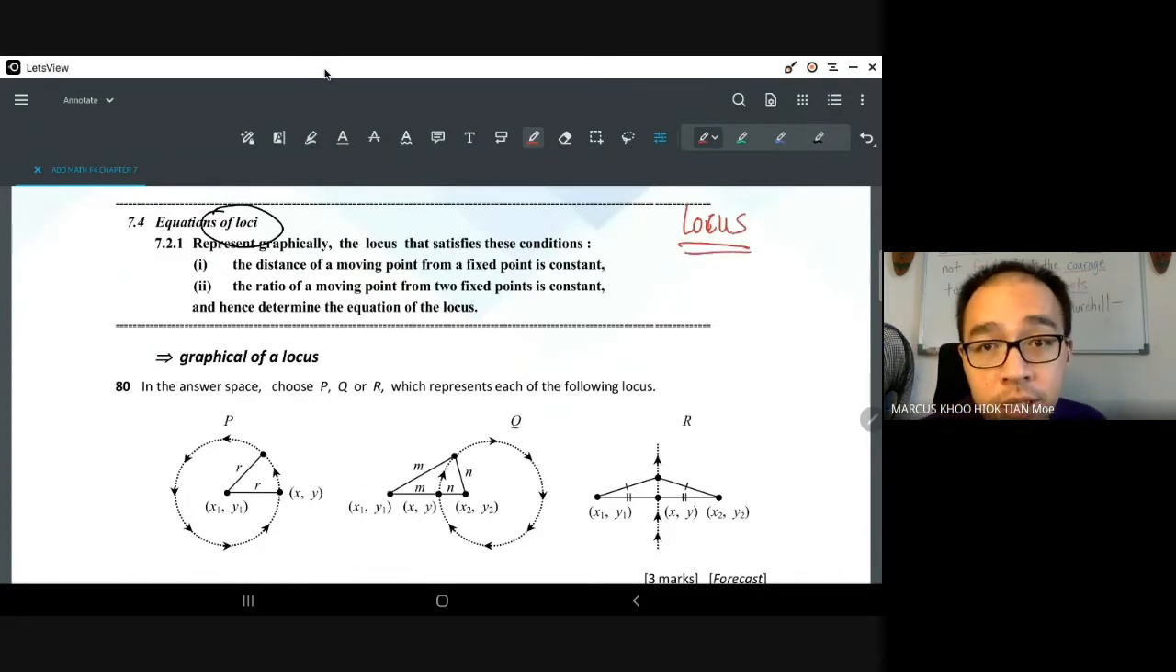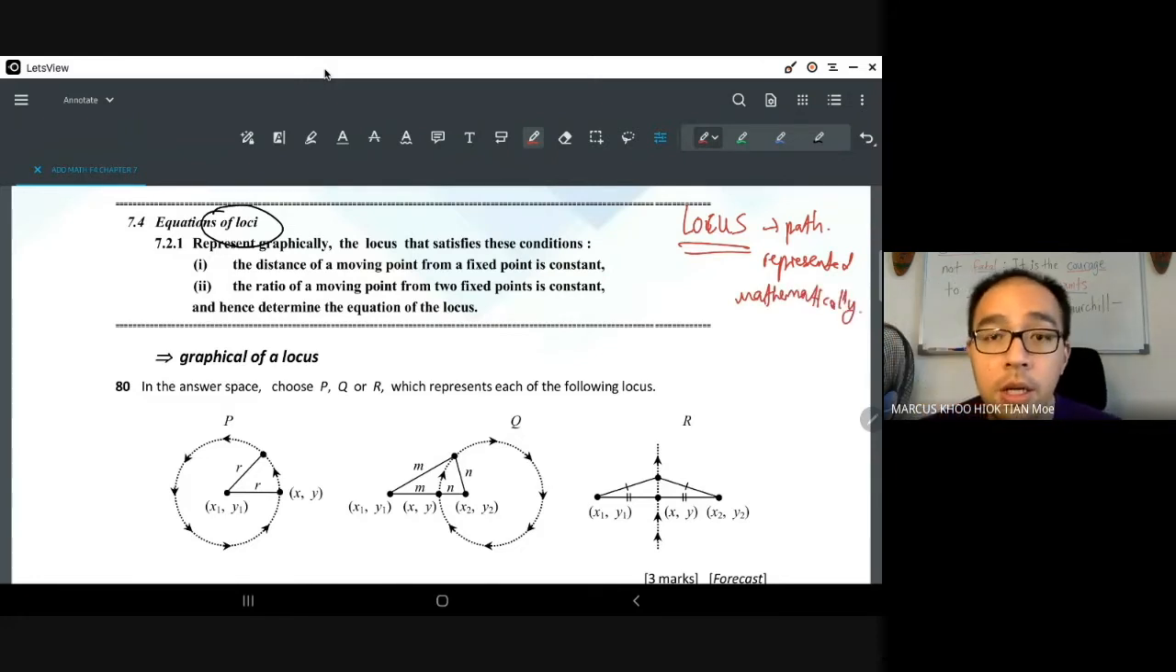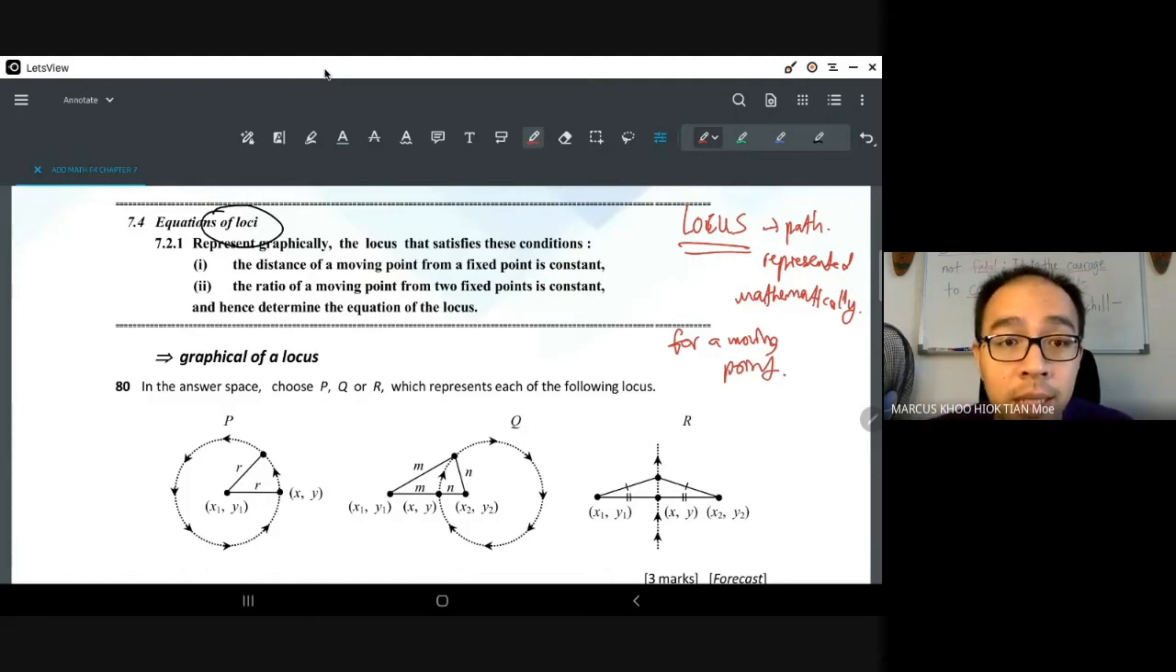So the first question is, what is a locus? A locus is a path that is represented mathematically. A locus is a pathway for a moving coordinate, a path for a moving point, that we represent mathematically by using an equation. Of course the path must satisfy a certain condition. You cannot just simply go anywhere you like.